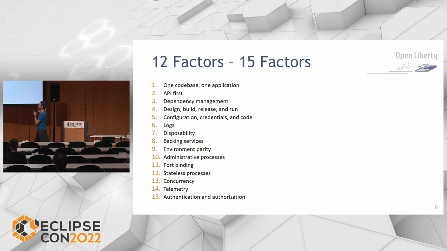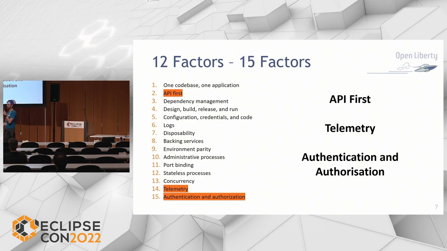So I'll give you a little hint. Next one was API first. So that's defining your APIs up front, and telemetry. So these additional factors were created, the original factors created by Heroku. And then they had a rethink later on. The order has changed a little bit, but essentially these were added because when the original factors were created, the cloud and everything was a new concept. I mean, microservices, yes, they'd been around a little bit before, but it basically enabled people to do additional things.